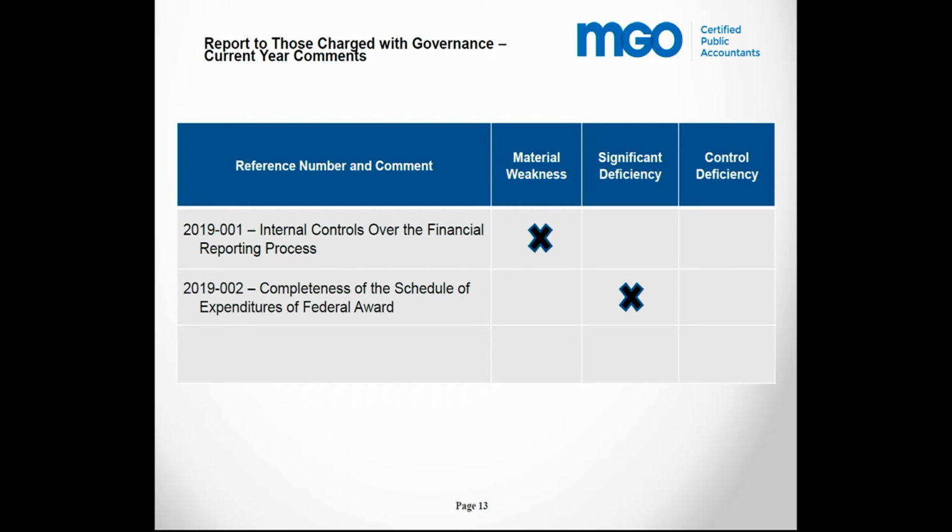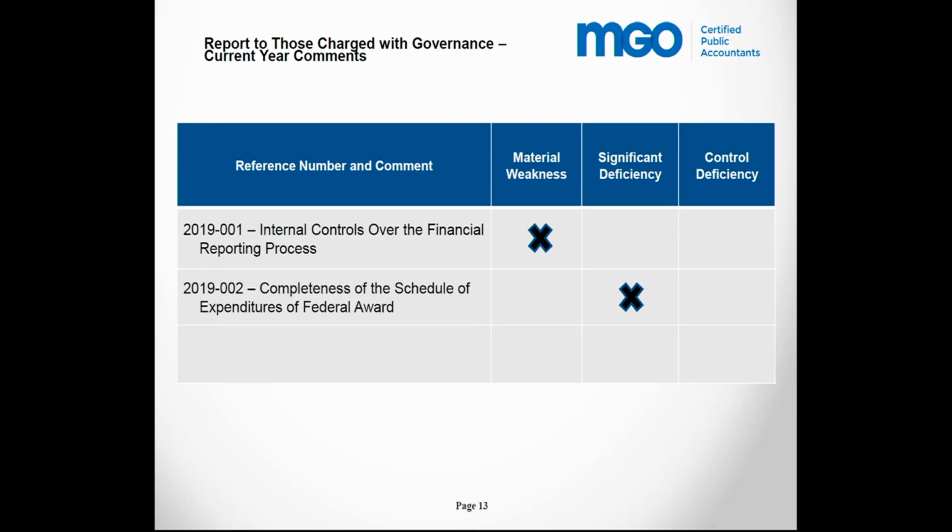The reason it says material weakness is that we look at the major funds individually, and so an amount of $6 million may not be very material to the general fund or to some of the government-wide financial statements, but to this fund it was pretty significant, and so we reported it as a material weakness because the amount is material to that specific fund.